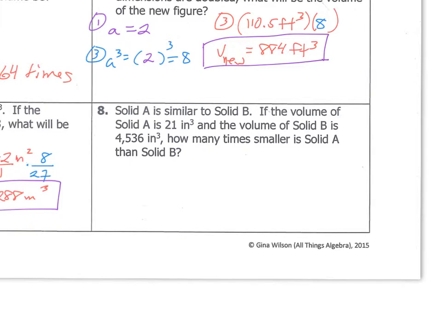Okay, last problem on the front page. Solid A is similar to solid B. So this is just like number 4, right? Only it's volume. If the volume of solid A is 21 inches cubed and the volume of solid B is 4536 inches cubed, how many times smaller is solid A than solid B? So what are we going to do? Thoughts on that? Look at what we did with number 4. What did we do?